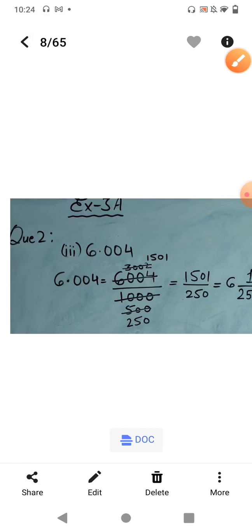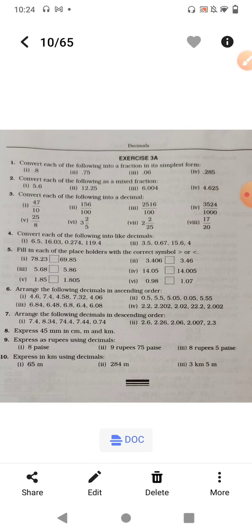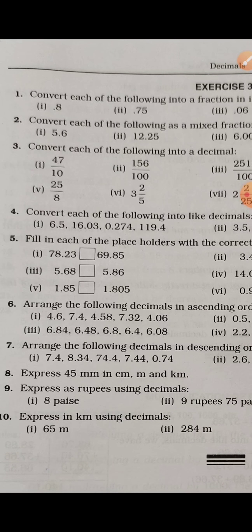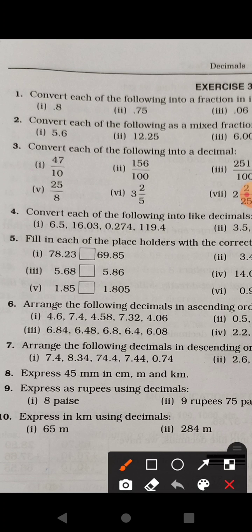Now come to the next question number 4. Convert each of the following into like fractions. So we can see which decimal has the maximum number of decimal places. 0.274 has 3 places. It has the maximum number of places. So the remaining decimals have 1 or 2 decimal places.